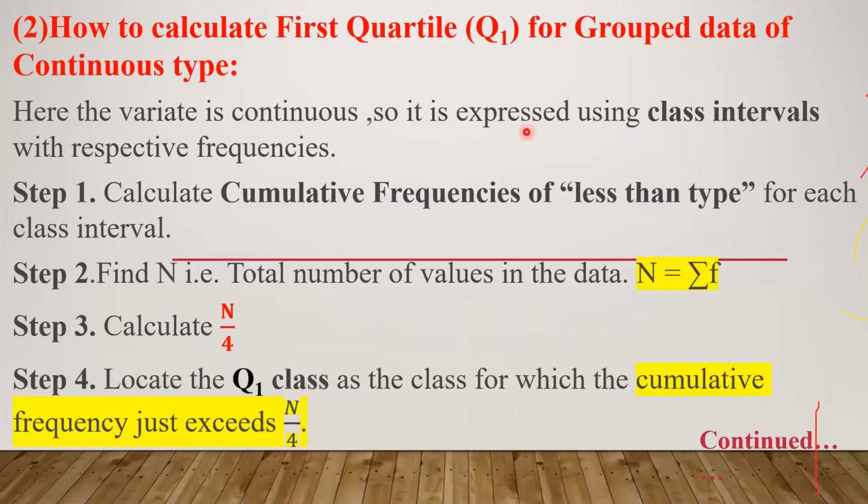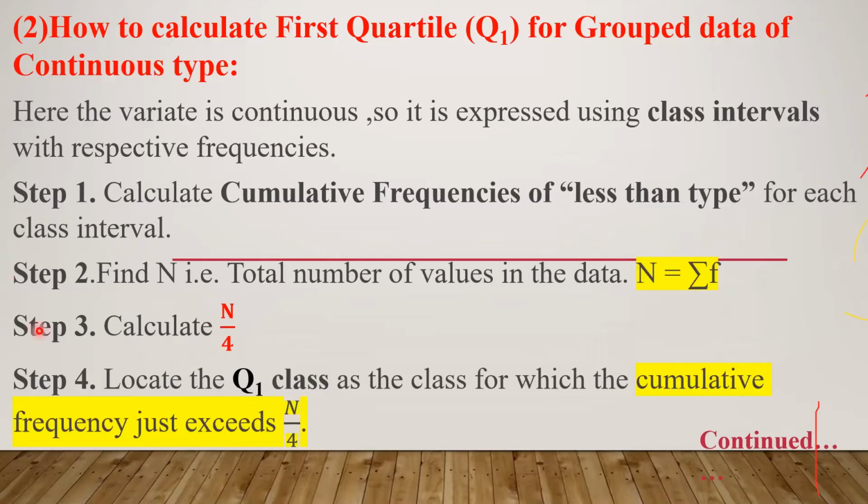Okay. To calculate Q1, the first three steps are the same. First step, calculate cumulative frequencies. Second step, find n. N is the same, summation of f. Third step, calculate n by 4. Okay. So these three steps are the same as we were doing for discrete type. Fourth step: in discrete type, you were directly getting the value of Q1. Here, because the data is of continuous type, you will not get the direct value. You will get the Q1 class.